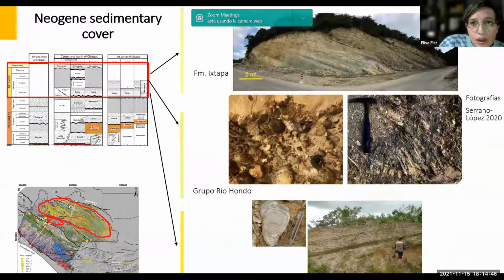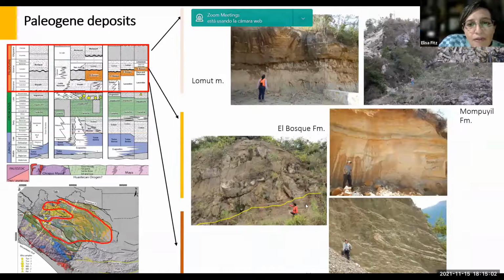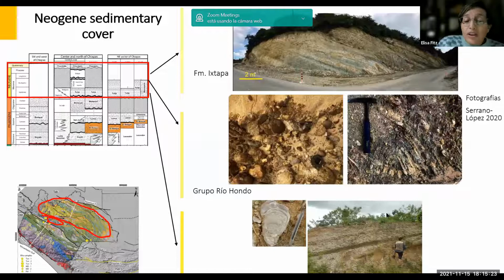Then we have an extensive exposure of carbonates all through the area of Chiapas, which have different phases, as you can see in this collage of photographs that I'm showing you. We have also these detrital deposits that occur during the Paleogene, during the Paleocene, the turbidites of the Soyalo Formation, El Bosque, the Lomut, and San Juan formations in the late Eocene, early Oligocene. Then we have terrigenous deposits during the Neogene, and these are some examples of all these different units.